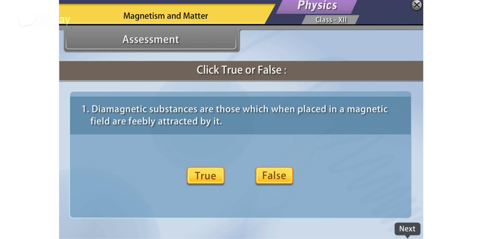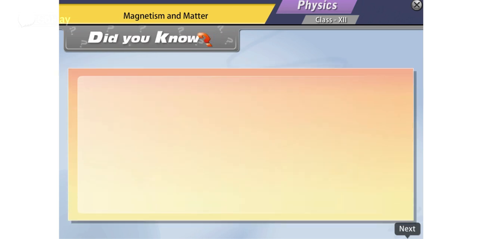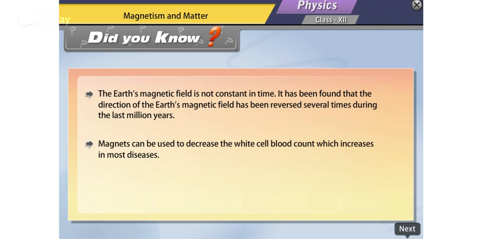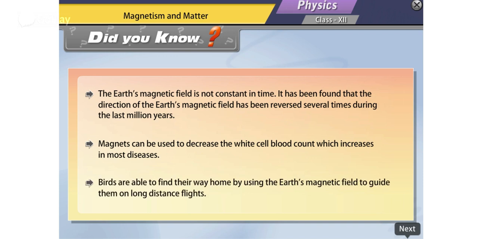Did you know? The Earth's magnetic field is not constant in time. It has been found that the direction of the Earth's magnetic field has been reversed several times during the last million years. Magnets can be used to decrease the white blood cell count, which increases in most diseases. Birds are able to find their way home by using the Earth's magnetic field to guide them on long-distance flights.